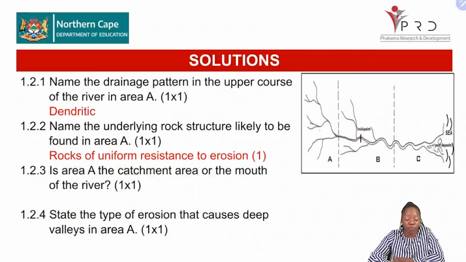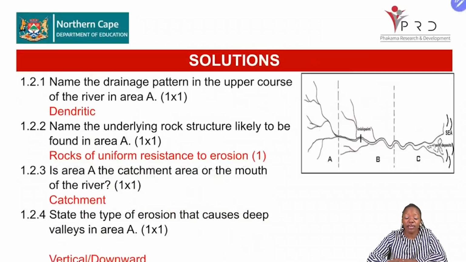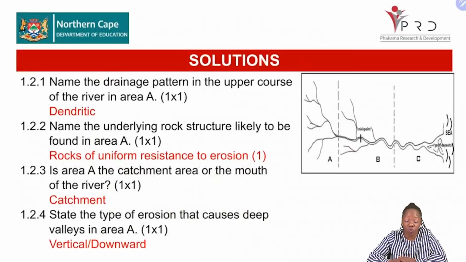Then your 1.2.3, is area A a catchment area or a mouth? Remember, every river begins at the source, which is the upper course. Therefore, it is a catchment, because that is where the rain will fall, and that is where the river or the tributary will start. Then your 1.2.4, you state the type of erosion that causes a deep valley in the area. This is vertical or downward erosion.